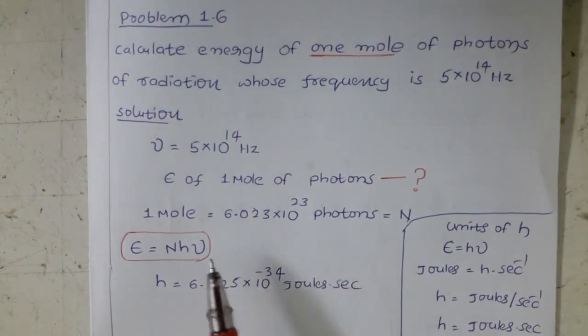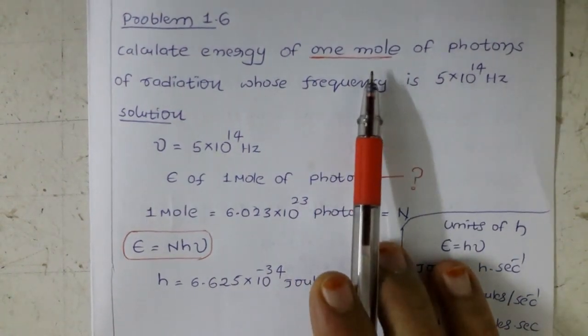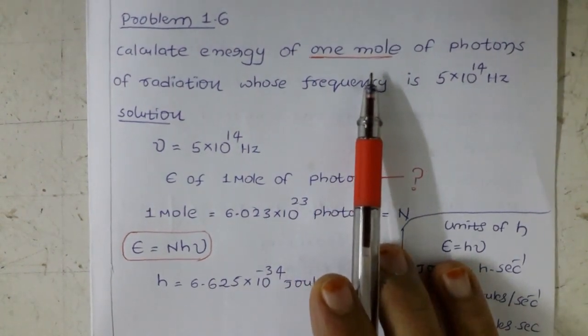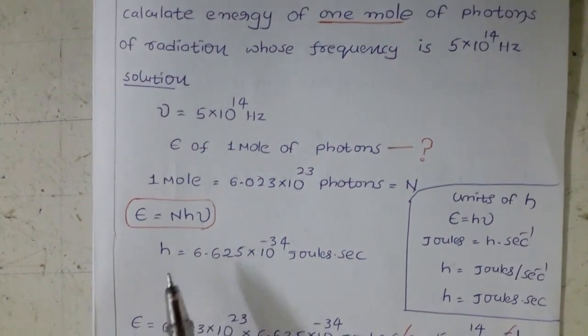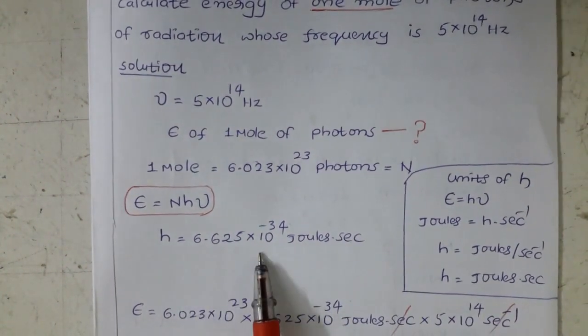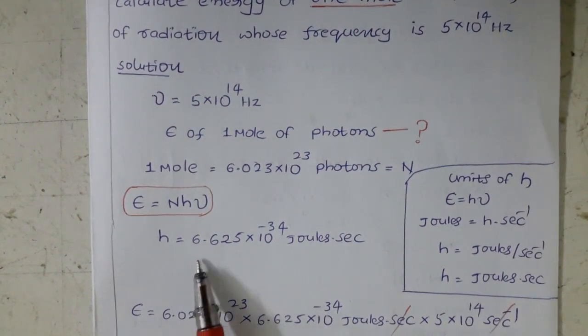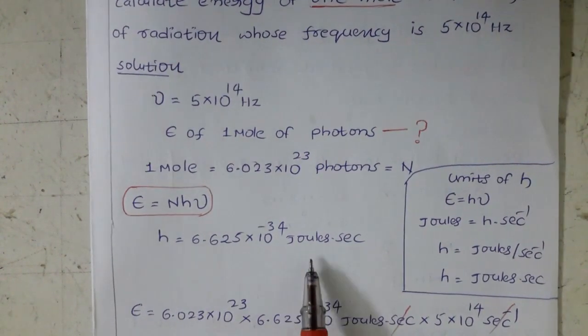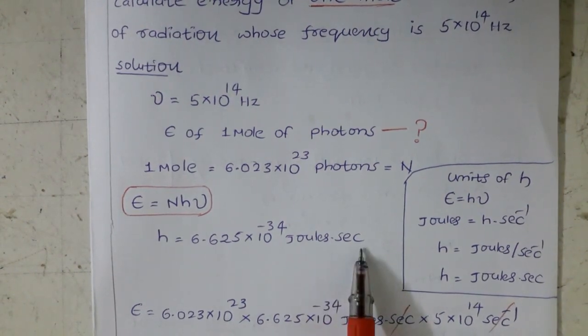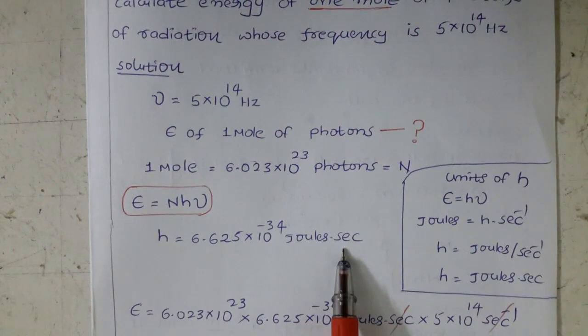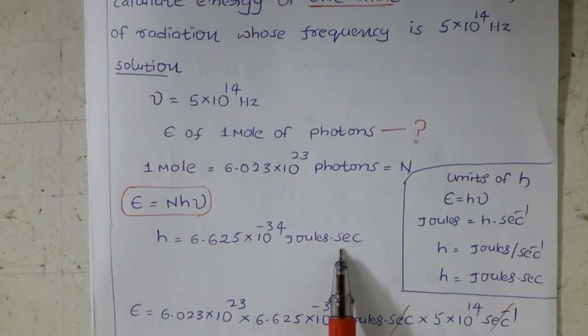So, as we know, to calculate the energy of 1 mole of photons, we have the equation E equal to N h nu. h is the Planck constant, and we take its value in joules into second. Before going to this value, let us discuss how the units come from h. Units are very important.